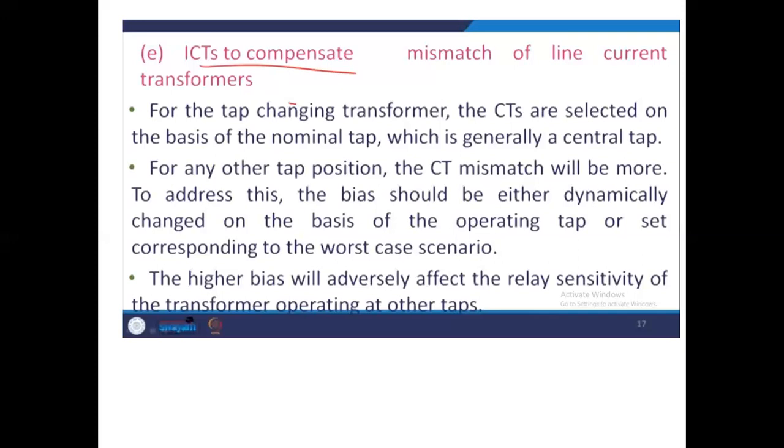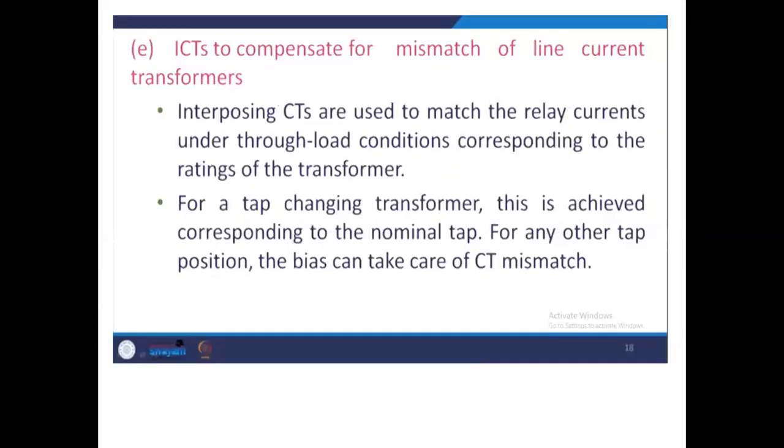So this type of CT is always connected on the secondary side of the original or the actual current transformer. So on the secondary of the CT, you connect one more transformer, that is the interposing CT, and this is going to compensate the magnitude as well as the phase of the differential relay, so that the current fed to the differential relay is equal in magnitude as well as in phase.